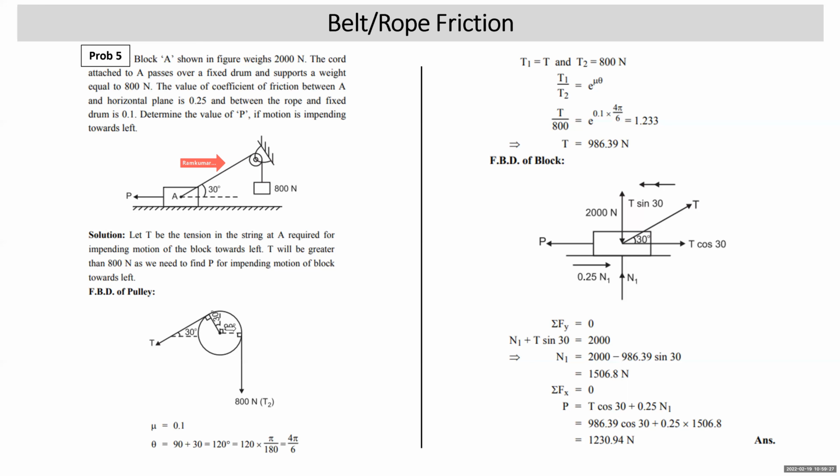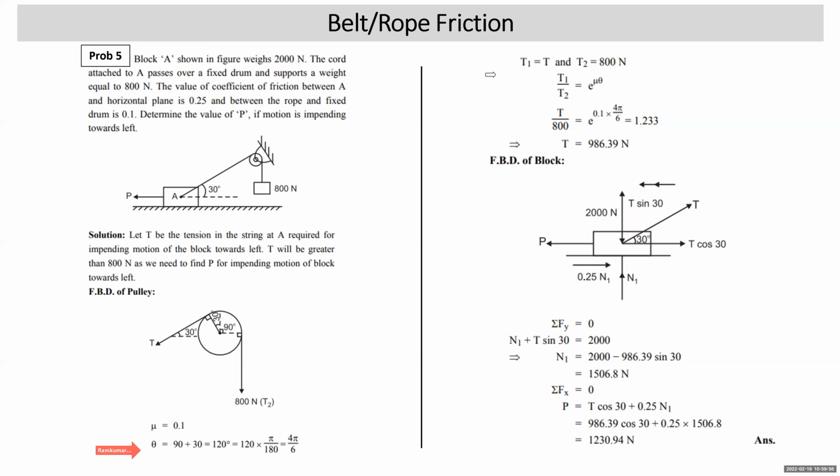Now, first we draw the FBD of this pulley. This is 800 Newton, which we call T2. This tension is nothing but T1. Now, this string is making 30 degrees with the horizontal. Normal will make 30 degrees with the vertical. Lap starts here, lap ends here. So the angle of lap is 90 plus 30, that is 120. So theta is 120 into pi by 180, that is 2 pi by 3 radians.